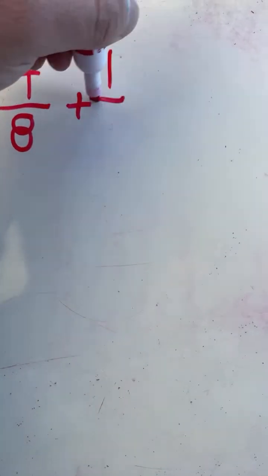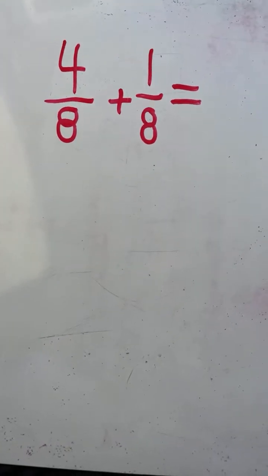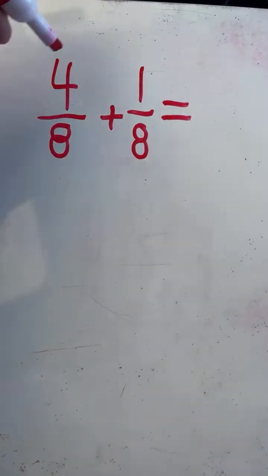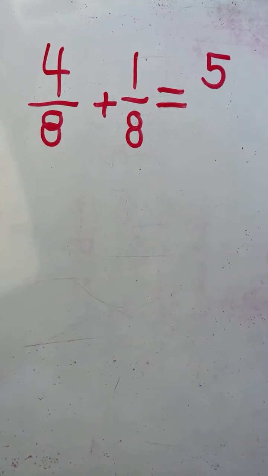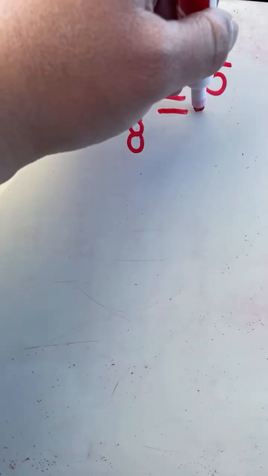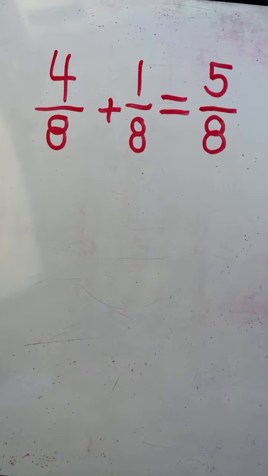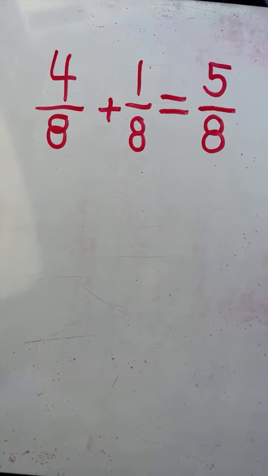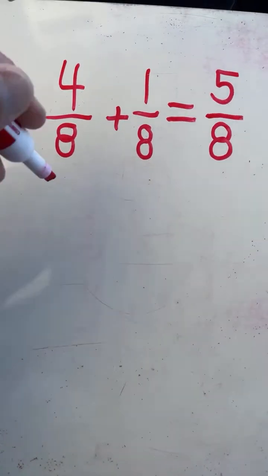4/8 plus 1/8. Step 1, we add our numerators. What is 4 plus 1? 4 plus 1 equals 5. Next, we keep our denominators, aka we keep the bottom number the same. So we have our final answer. 4/8 plus 1/8 equals 5/8. All right, next example.